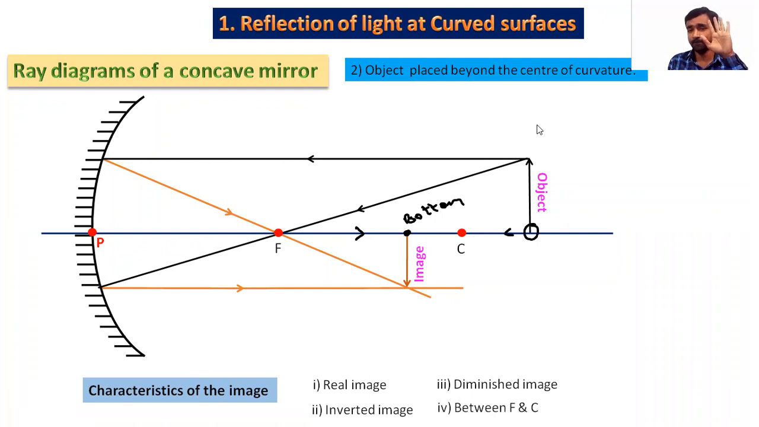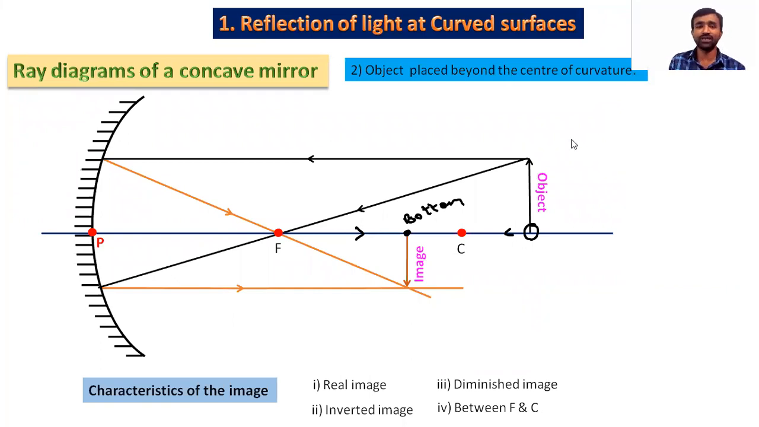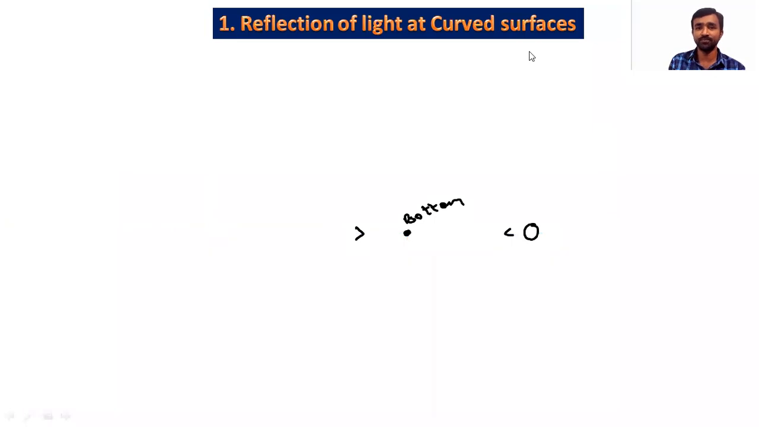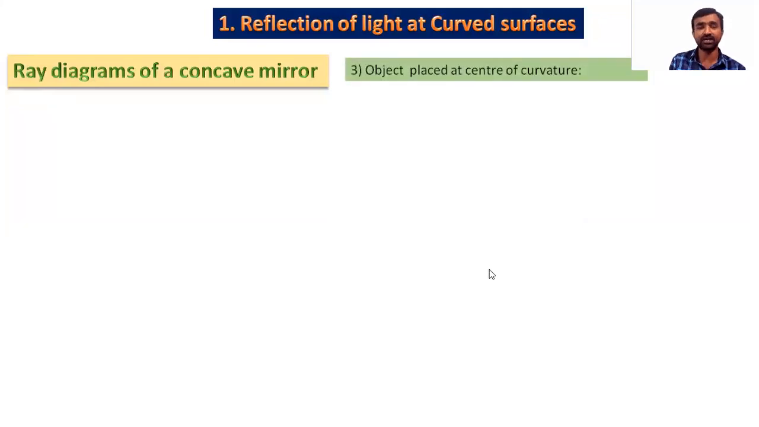Is it clear, everyone? How to draw the ray diagram easily? Follow the same logic when you draw ray diagrams for any position of the concave mirror. Then we'll go for the next position. What is the next position here? Very good. Beyond the center of curvature now. So the object is placed exactly at the center of curvature.